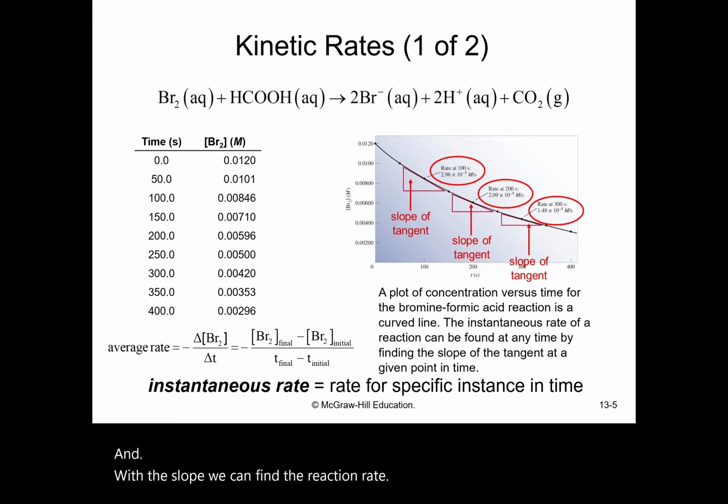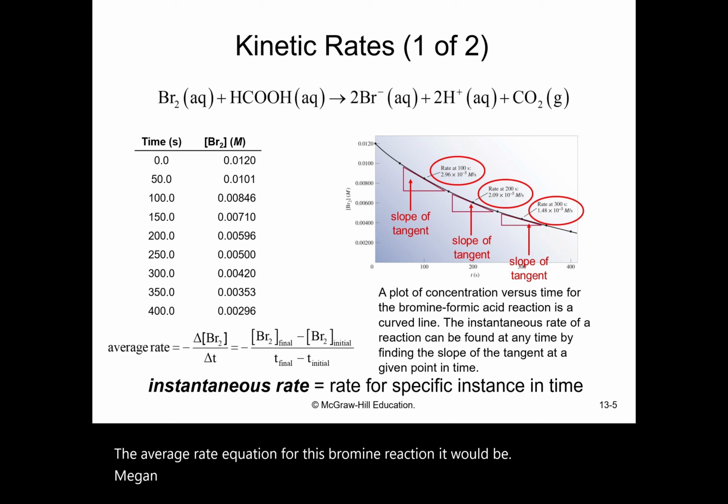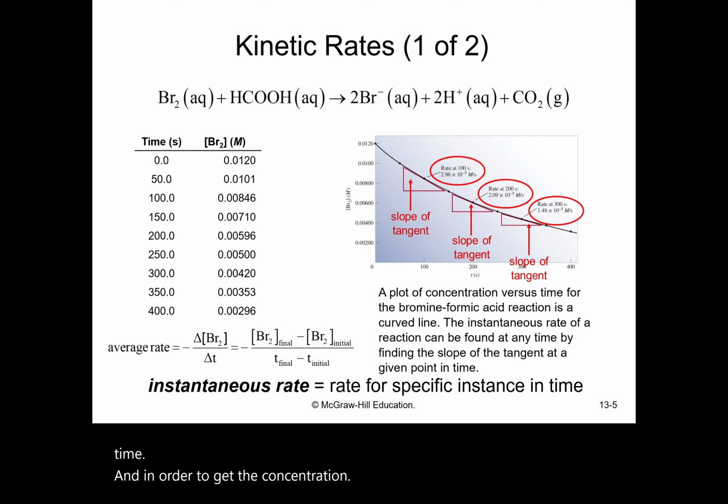The average rate equation for this bromine reaction would be negative delta concentration of Br2 over change of time. And in order to get the concentration change of bromine, we'll take the difference of the final and the initial.